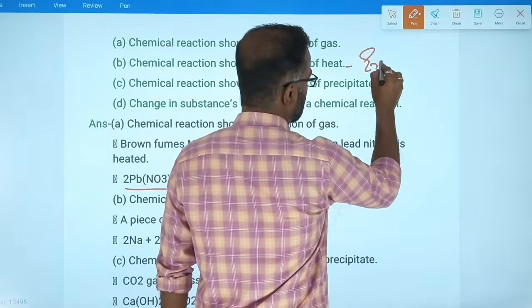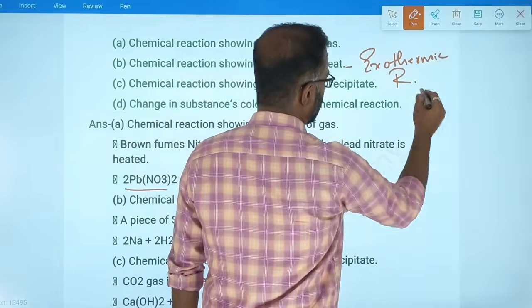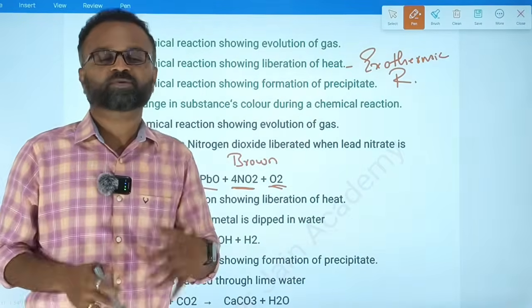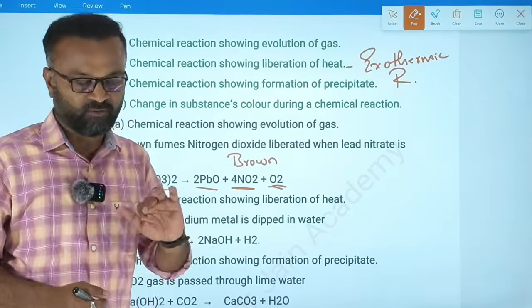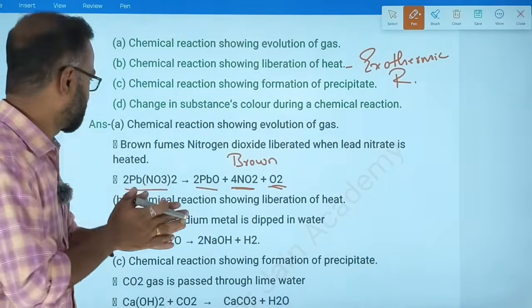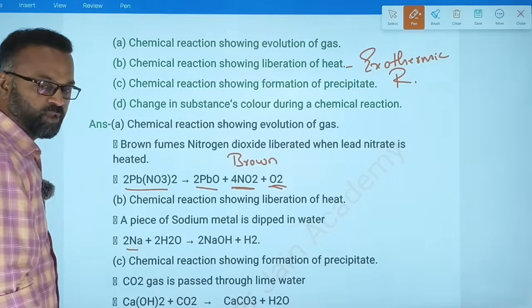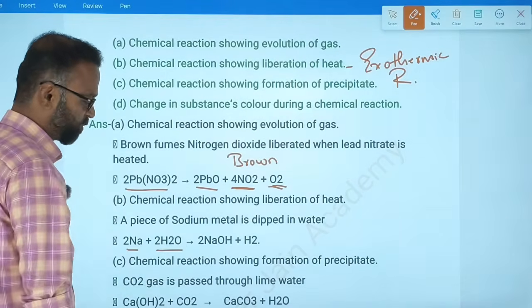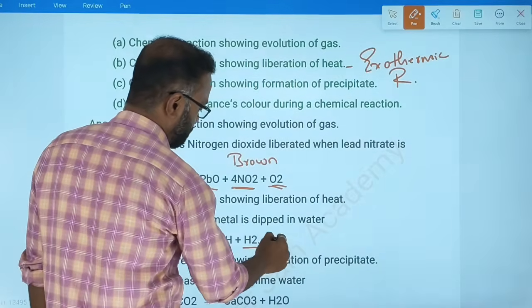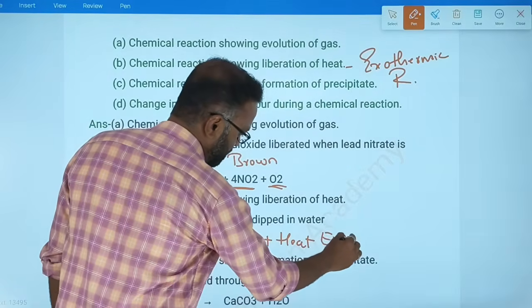Chemical reaction showing the liberation of heat. Those are which type of reactions? Exothermic reaction. Those which utilize heat and then decompose are called endothermic reactions. After a reaction, when there is a liberation of heat, we call it an exothermic reaction. One such example over here is sodium, which is a highly reactive element. When combined with water or exposed to moisture, it will form sodium hydroxide plus hydrogen, and a lot of heat energy is liberated.